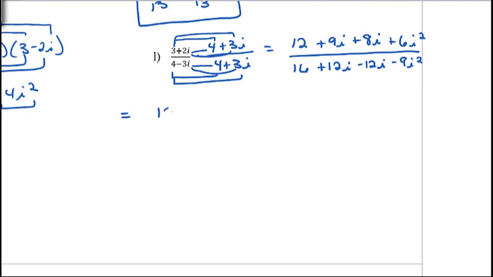So on the top I have 12, and then we can combine these two terms in the middle. That's plus 17i. And then i squared is equal to negative 1, so that's really minus 6. And on the bottom, the 12i and the negative 12i cancel in the middle, and this is really plus 9. So I have 16 plus 9, which is 25.